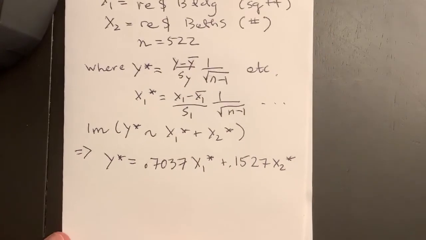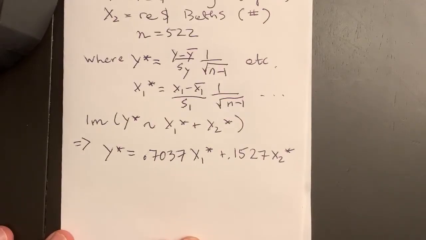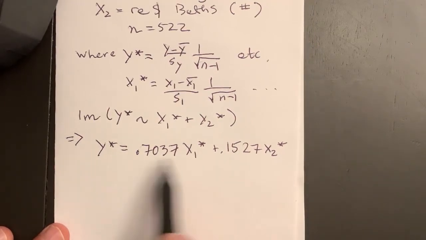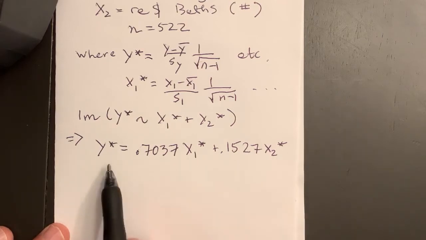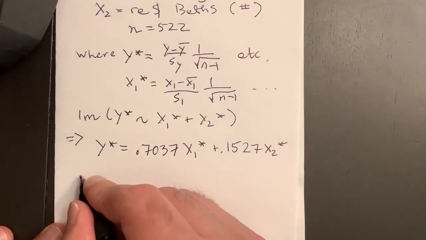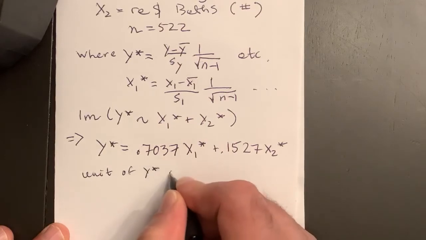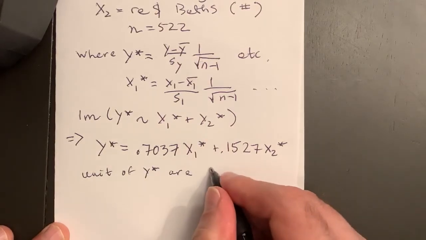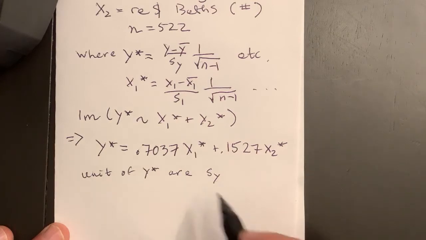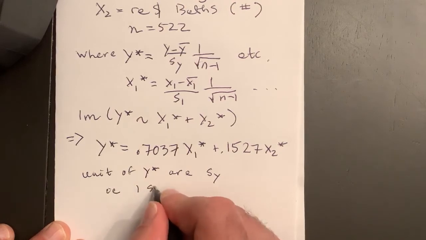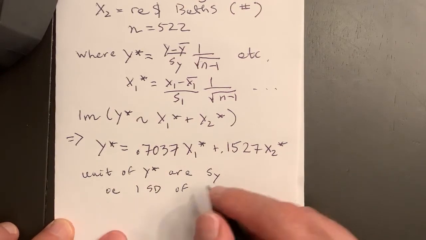Okay, and for comparison, well, let's start with this. If you go by what I said before, each of these variables is now in units of standard deviations of the original variable. So the units of y star are sy, which is one standard deviation, i.e. one SD of the y variable.